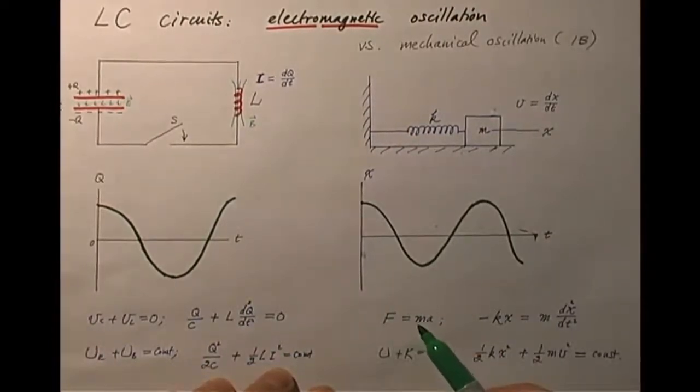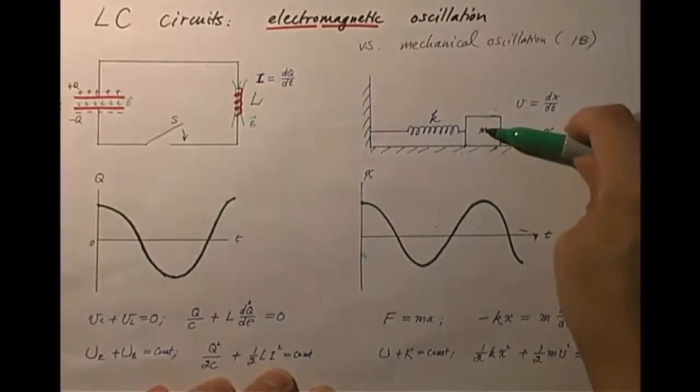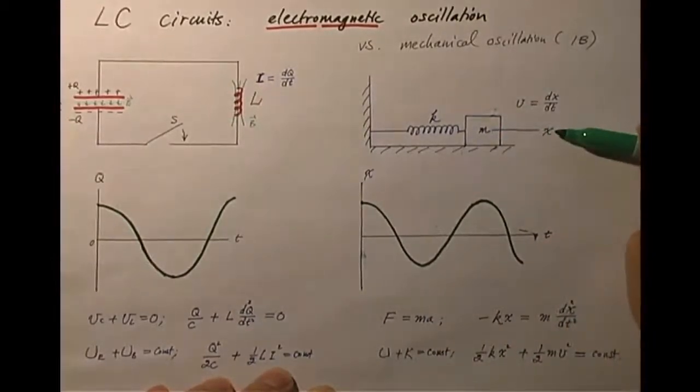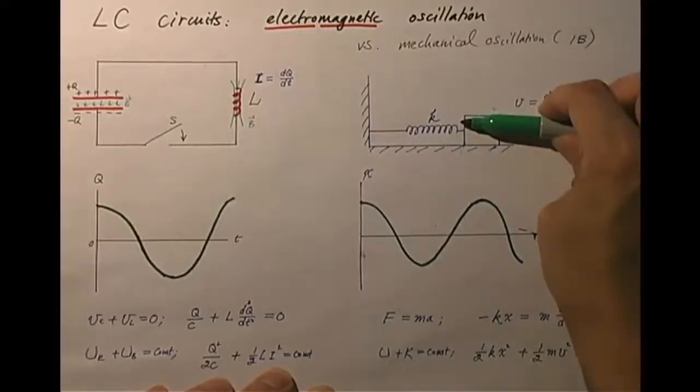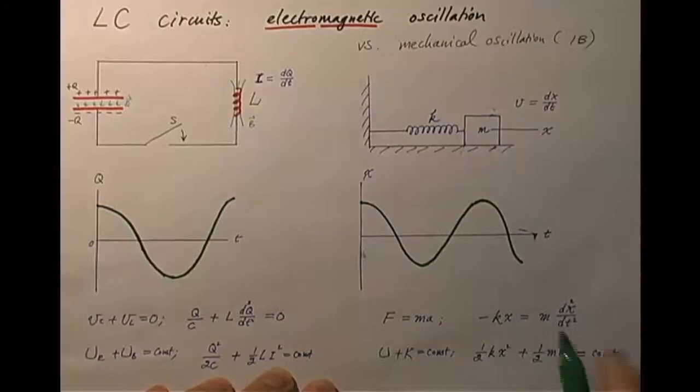Now, in the mechanical case of F equals ma, of course, Newton's second law, F equals negative kx. Don't forget that negative sign. That means when the block is pulled this way, the force acting on it from the spring is against its displacement, so it goes backwards. That's what the negative sign means. M times the second derivative of x, which is also dv/dt.